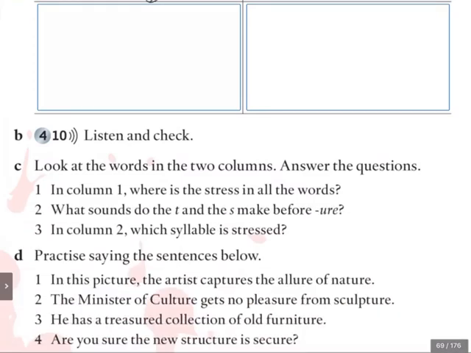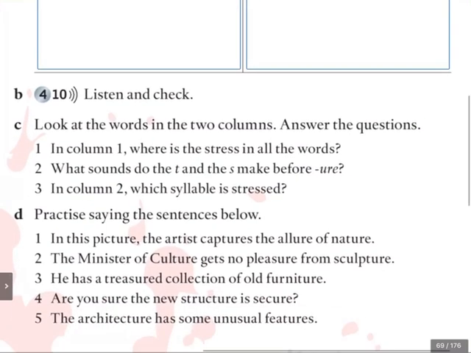Very nice. Did you get them all? Again, feel free to play the recording back and maybe listen and repeat. Now we've got some questions. Let's look at letter C. It says look at the words in the 2 columns and answer the questions. These are very interesting questions and they should hopefully help you to understand how we pronounce this combination of letters, U-R-E.